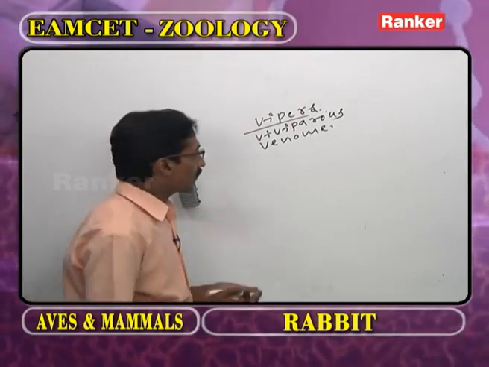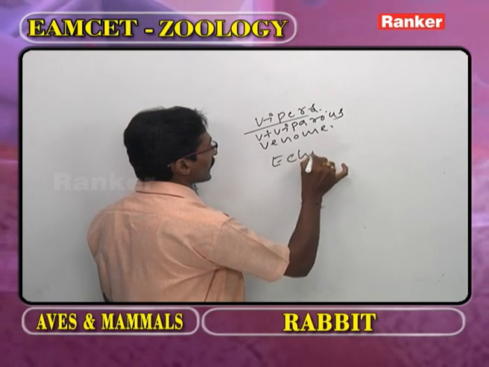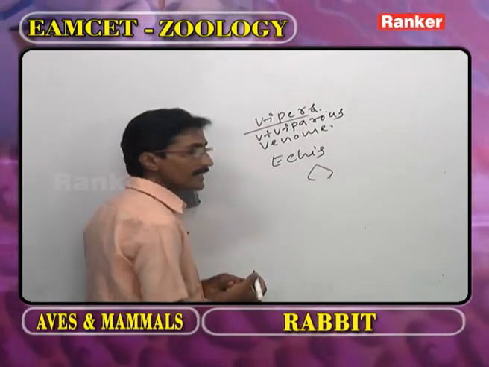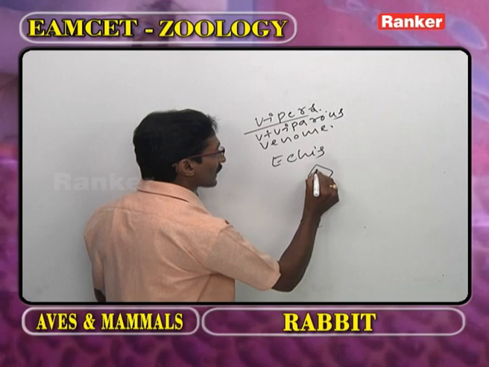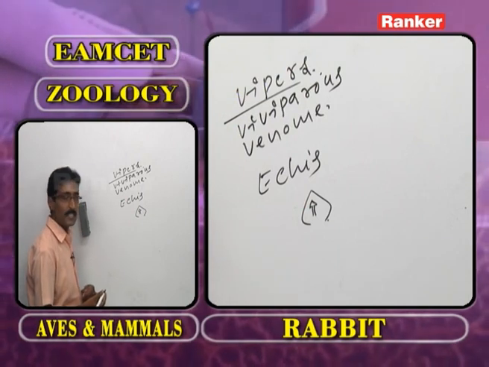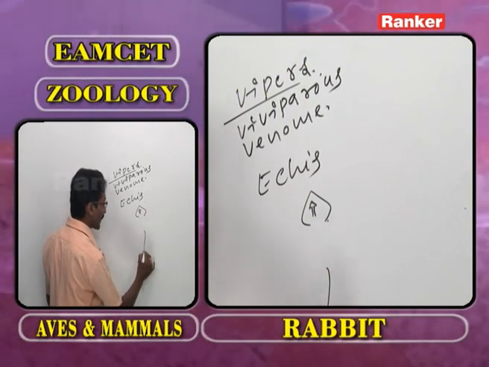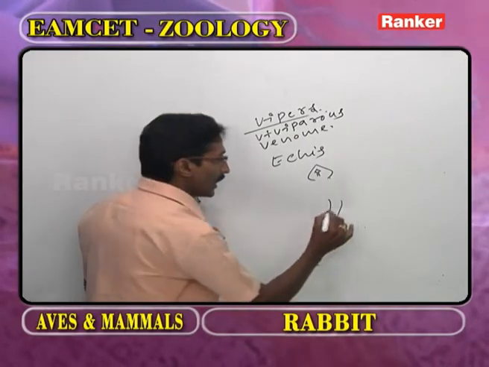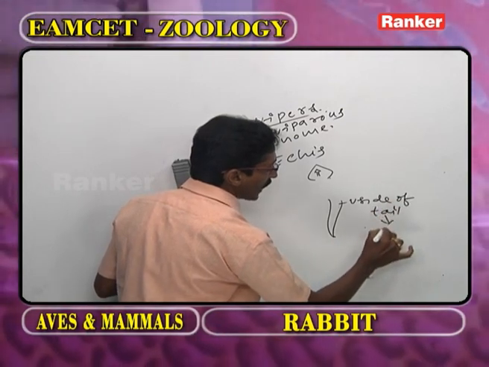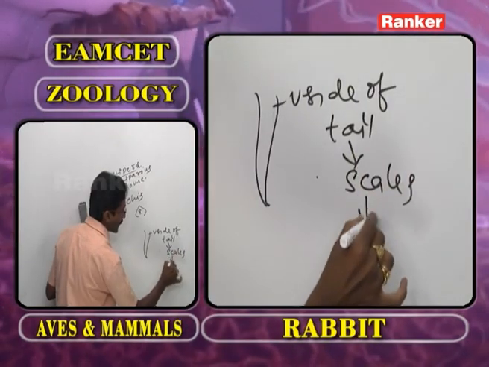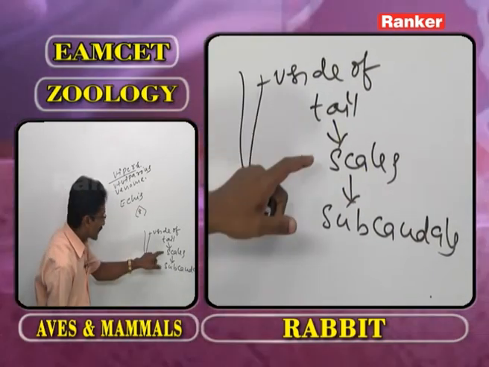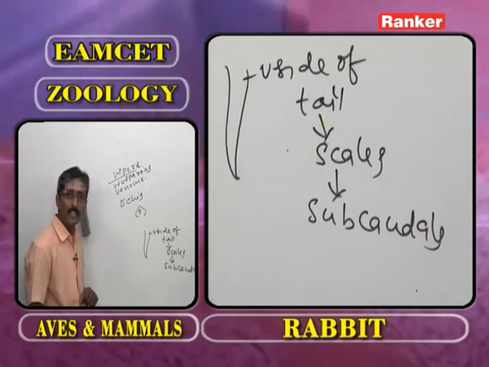Now, one example for the vipers is called Echis carinata. Now, as we observe, this is the head of Echis carinata. On the head, an arrow mark is present. That is one identification of Echis carinata. Now, this part we call the tail. On the ventral side of the tail, what are present? The scales are present. Here the scales are called subcaudals. What is meant by subcaudals? They are nothing but the scales present on the ventral side of the tail.